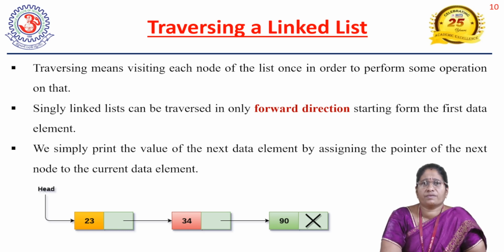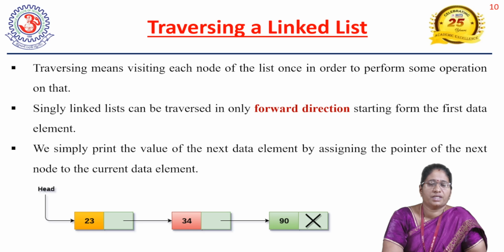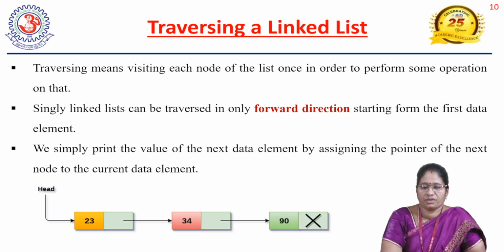So how do we traverse? Usually we can traverse in a forward direction and a backward direction. But when you go for a singly linked list, definitely you have to go in the forward direction only, not backward. Backward is possible with a doubly linked list. In a singly linked list, only one connection will be there, and that is in the forward direction.